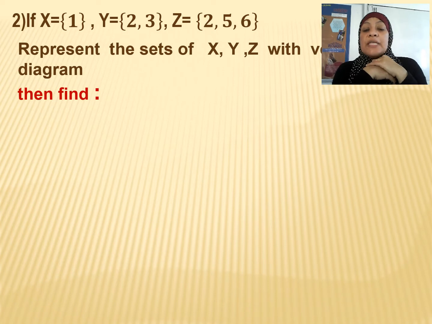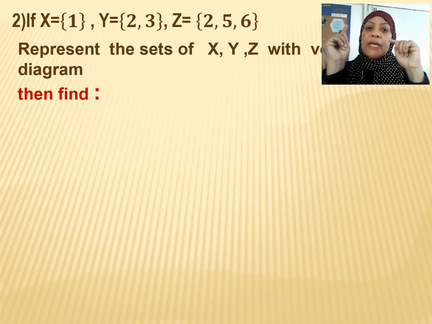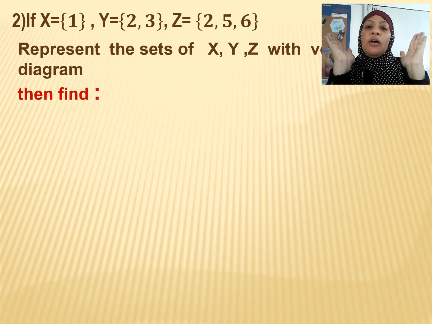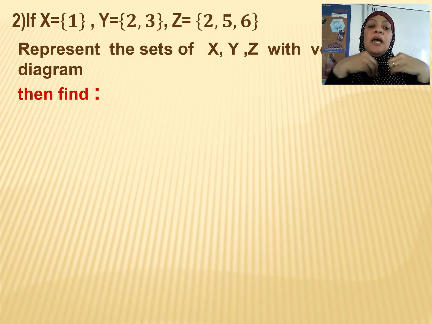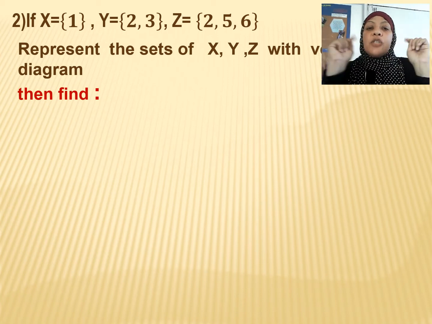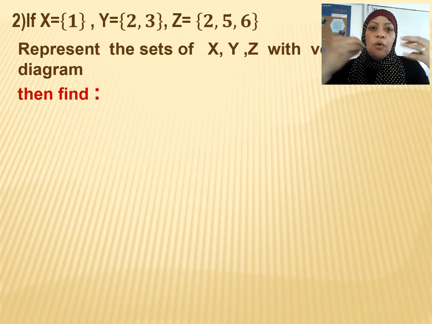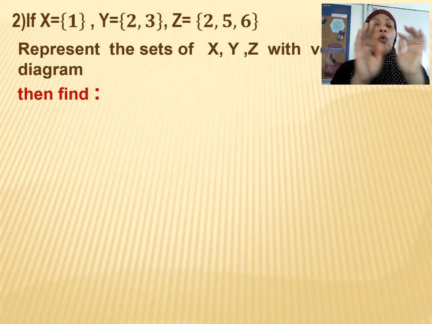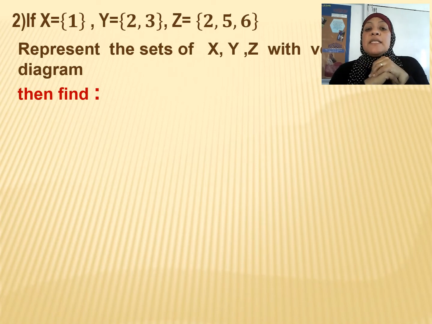And don't forget, this year we deal with sets. Okay, the Cartesian product means an operation of product for sets. Then my answer usually consists of order pairs. Our lessons or our units this year in third primary all talk about order pairs. Okay, represent the order pairs. Okay? Then I need to represent the sets X, Y, Z with a Venn diagram.